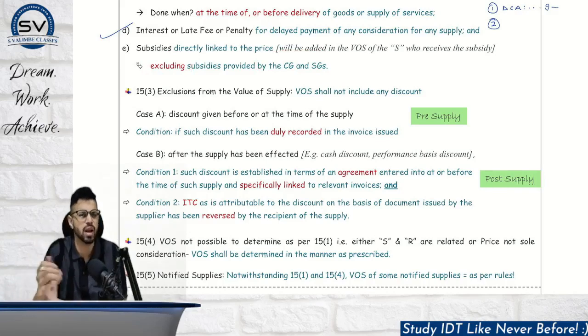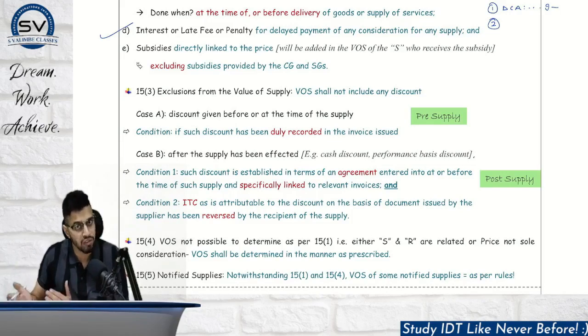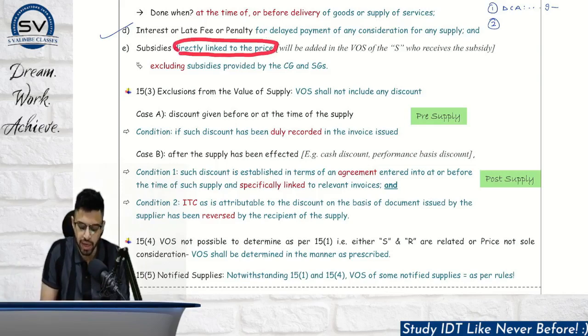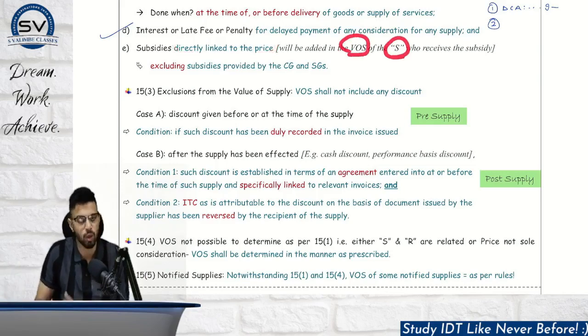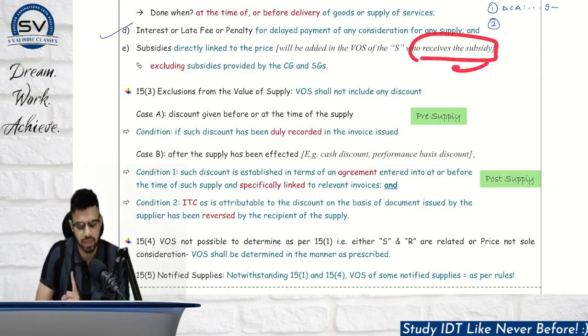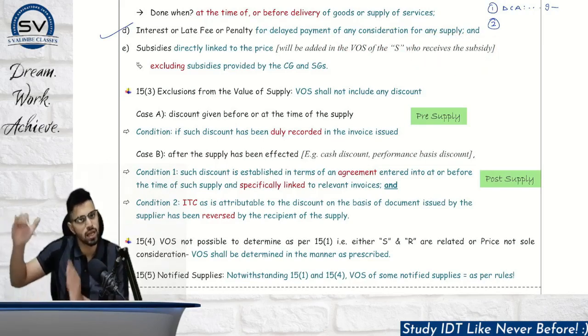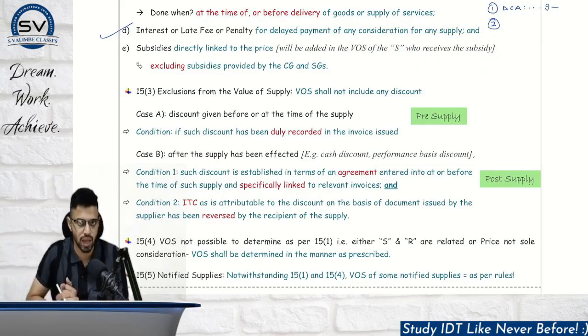Let's say we did this kind of a thing in the consideration definition also, that if I'm charging 5,000 rupees from you, and let's say Modi Sarkar, the central government, tomorrow comes to me and says that you charge 4,500 and we will give you 500 rupees as a subsidy. So in this case GST will be leviable on 4,500 only. But let's say tomorrow Tata company comes to me and says charge 4,500, we will pay you 500, then obviously GST has to be charged on 5,000 rupees. So if it is directly linked to price, it will be added to the value of supply of the supplier. Which supplier? Who receives the subsidy. Who receives the subsidy, because he is going to reduce the price, so his price has to be increased.